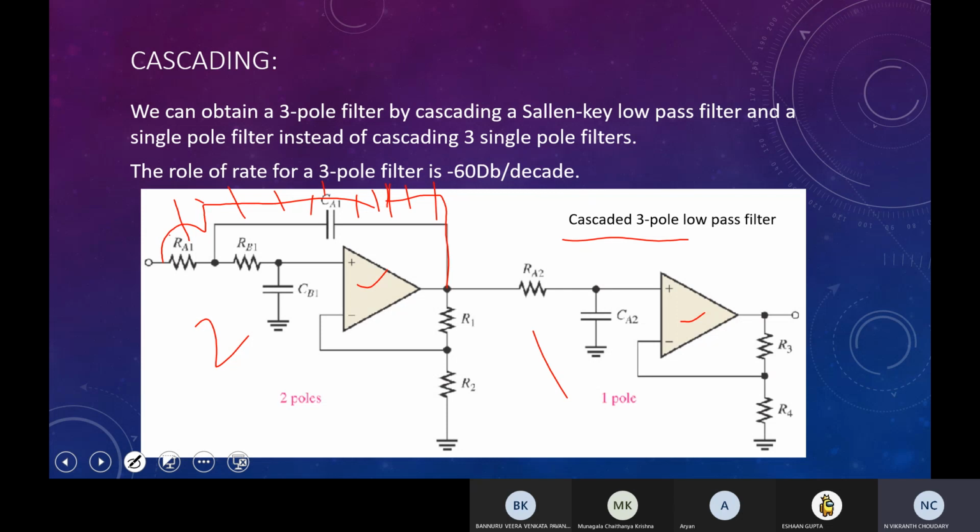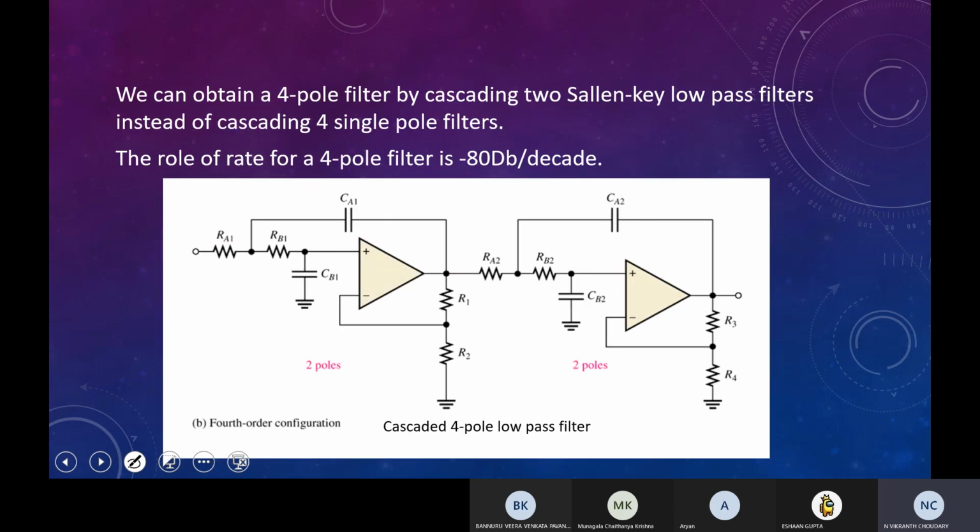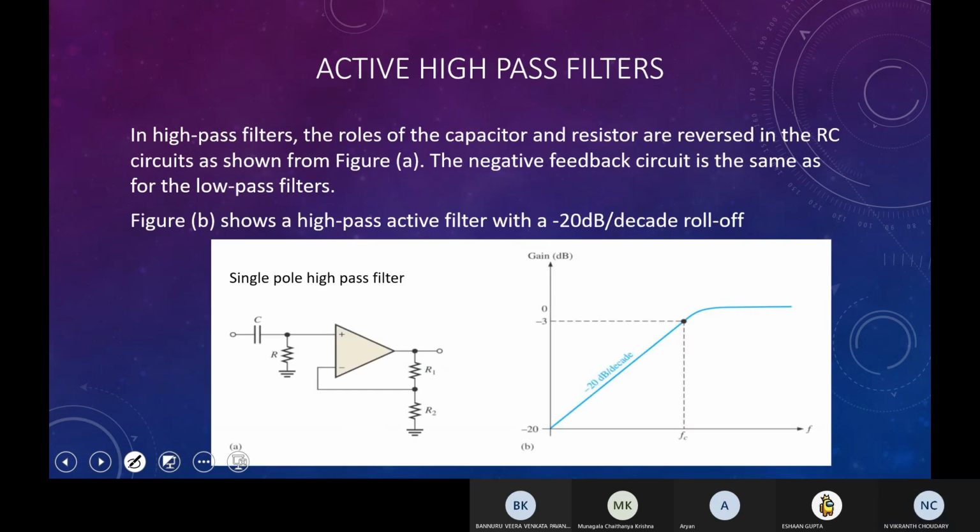So this is how cascading of Sallen-Key filters happens. A four-pole filter would be two Sallen-Key filters. So this is a two-pole filter and this is also a two-pole filter, and cascading would give us a four-pole filter. And next is the active high pass filter.